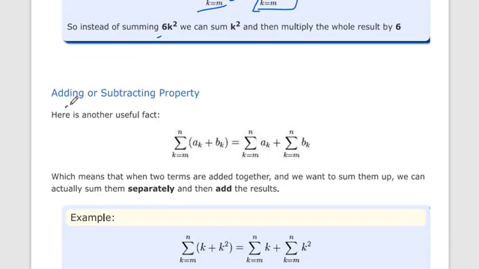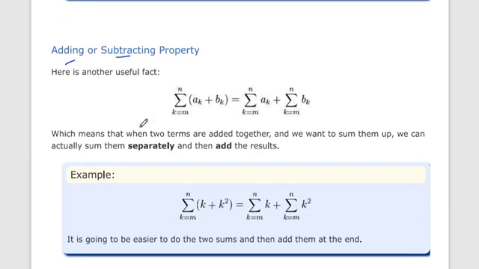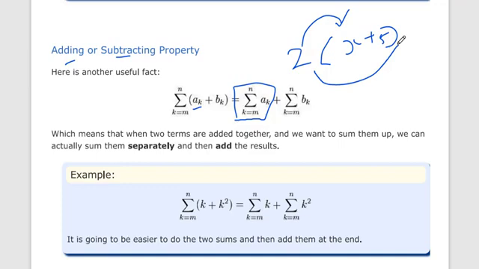The second property is the adding or subtracting property. If the sum from k equals m to n of a_k plus b_k is in brackets, we can distribute over both terms. So it is equal to the sum of a_k plus the sum of b_k. Like in brackets, if here is a 2 and here is x plus y, 2 will multiply with both the terms, so it will become 2x plus 2y. This is also a property of sigma, the second property.